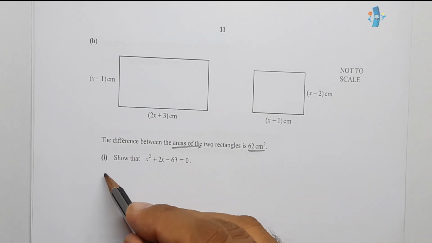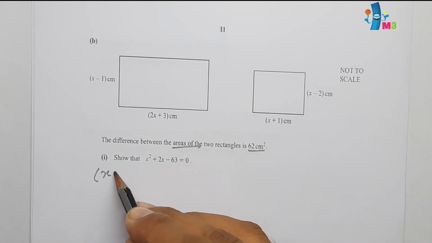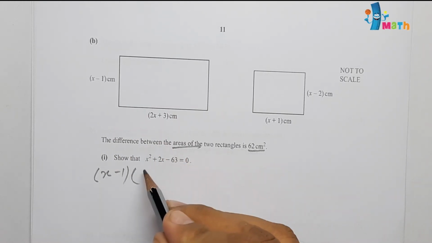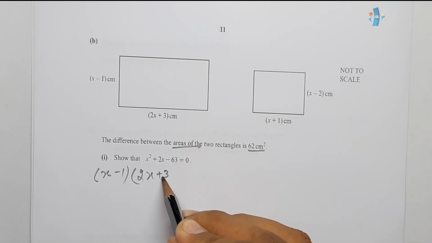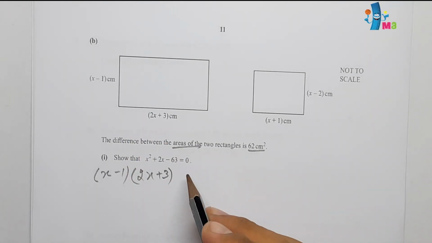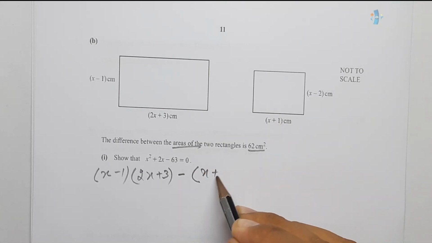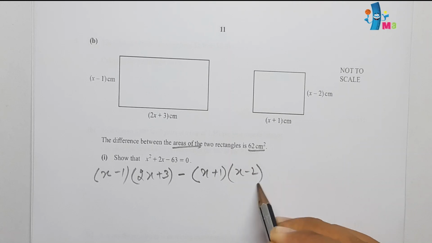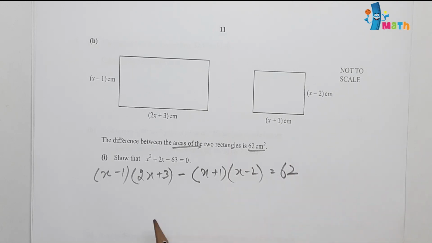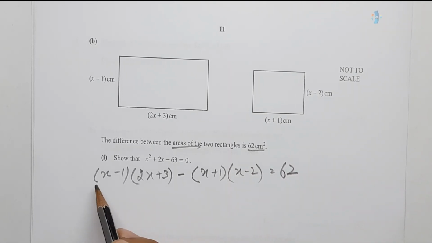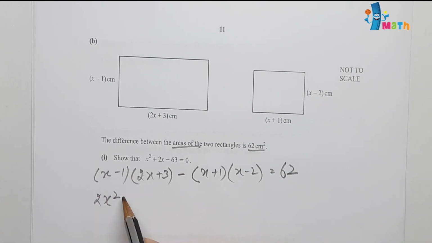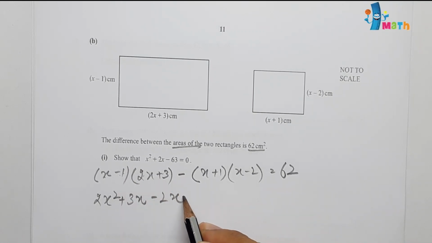So area of first triangle will be x minus 1 into 2x plus 3. So we'll multiply length into width, minus x plus 1 into x minus 2 is equal to 62. This will be our equation. Now we can multiply: this into this will be 2x squared, this into this will be plus 3x, this into this will be minus 2x, and this into this will be minus 3.